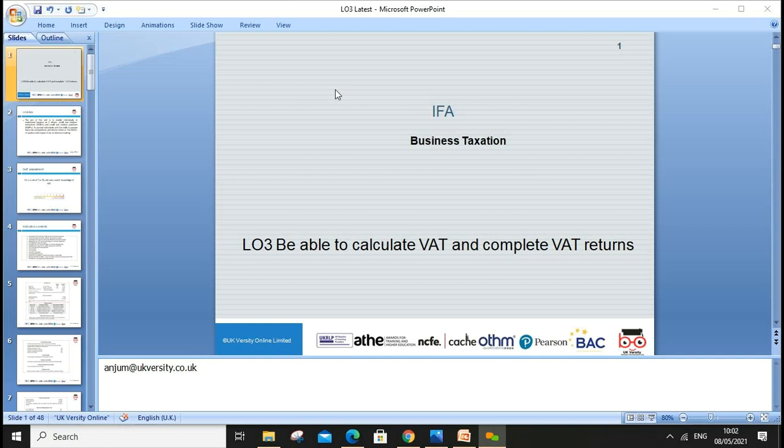Today's lesson will go through LO3, learning outcome 3, which is about being able to calculate the VAT and complete the VAT return. And that's what we'll go through. Most of you are already dealing with VAT, so hopefully you already know a lot about value-added tax. We'll start. A few people are joining.